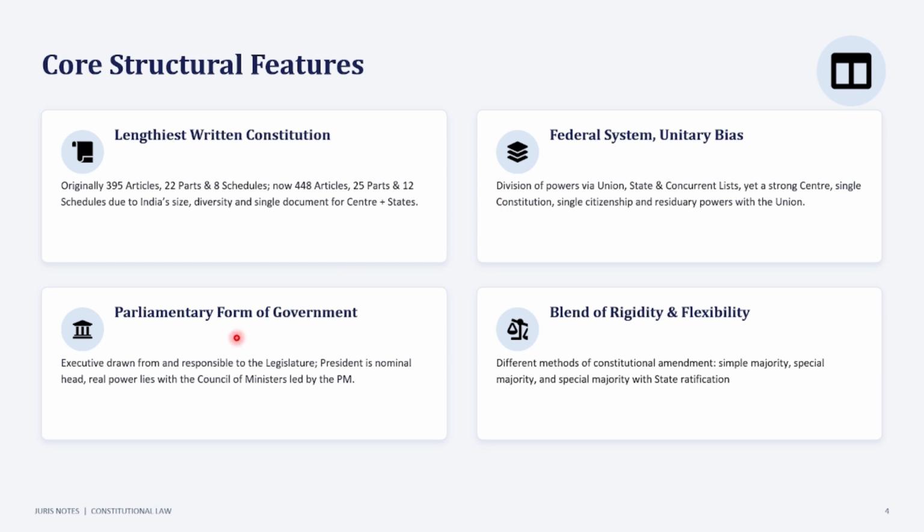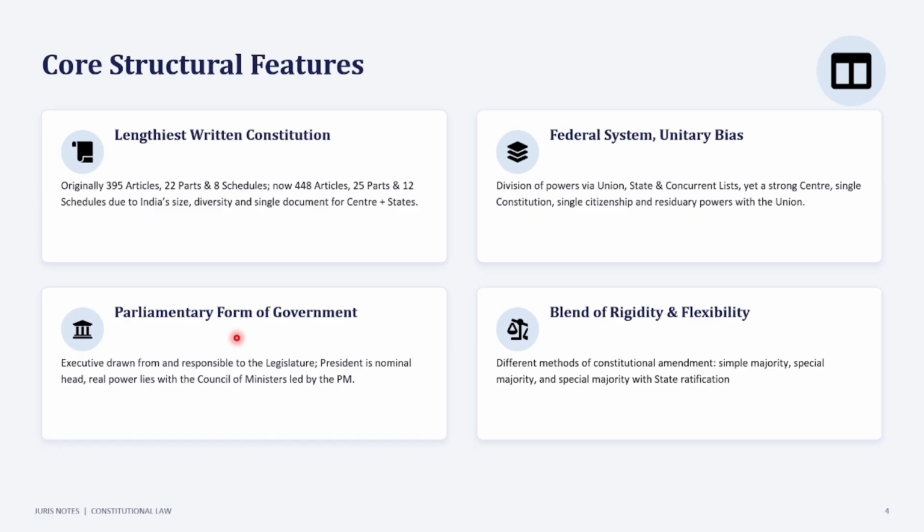Now, then we have parliamentary form of government. The executive is drawn from and responsible to the legislature. The president is the constitutional head, while the council of ministers, headed by the prime minister, plays the central role in the functioning of the union executive.